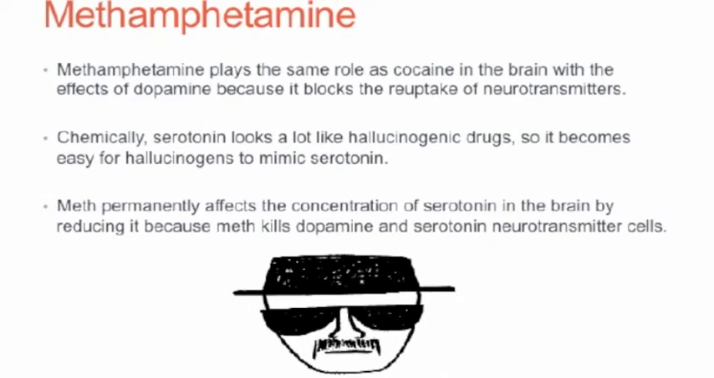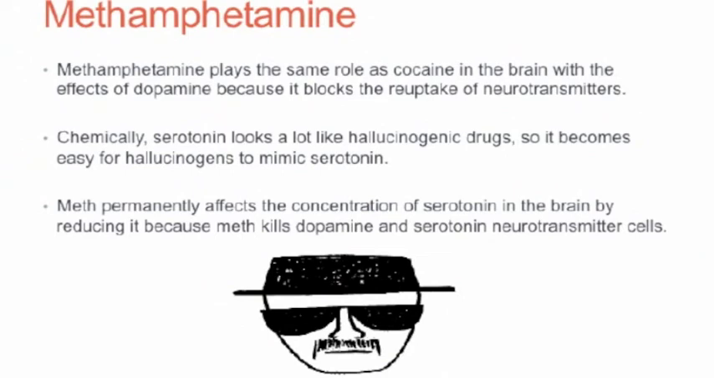Methamphetamine plays the same role as cocaine in the brain with the effects of dopamine because it blocks the reuptake of neurotransmitters. So we'll be focusing on the effects of meth on the serotonin levels in the brain. Serotonin plays an important role in many behaviors, including sleep, appetite, memory, sexual behavior, and mood. Chemically, serotonin looks a lot like hallucinogenic drugs. Because of this fact, hallucinogens can bind onto serotonin receptors, mimicking the actual neurotransmitter. This results in unnatural stimulation in different areas of the brain.